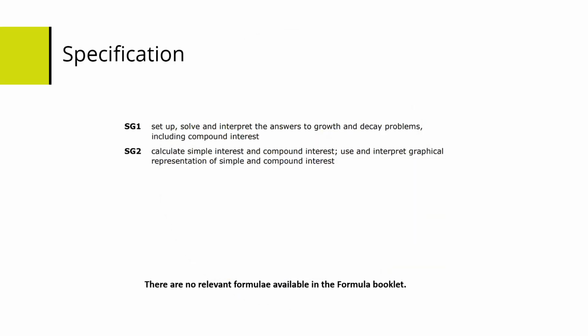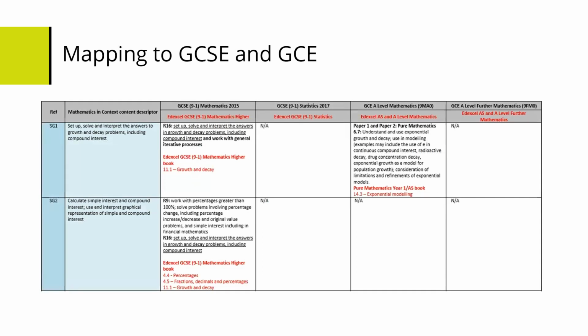The specification reference says that we should set up, solve, and interpret the answers to growth and decay problems, including compound interest, calculate simple interest and compound interest, use and interpret graphical representations of simple and compound interest. There are no relevant formulae available in the formula booklet for this specification reference. This is the mapping document mapping the content of the core mathematics in context references to the GCSE and GCE.